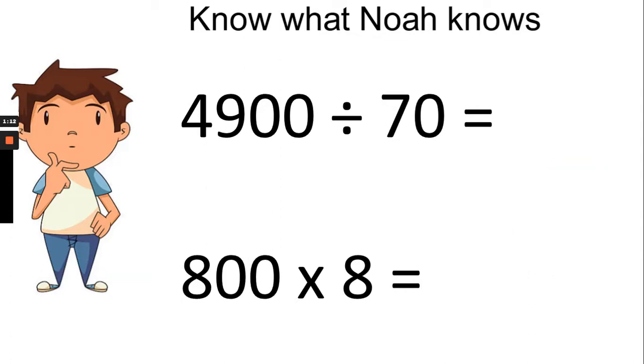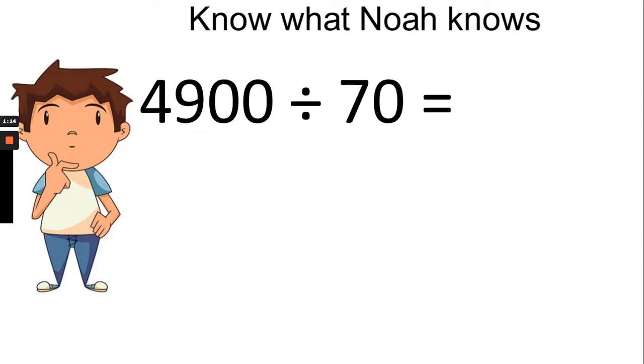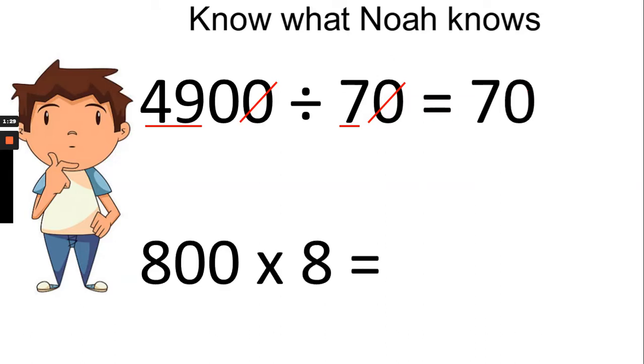Great job. Let's have a look. With my first equation, I'm going to make both of these numbers 10 times smaller. My answer will stay exactly the same. It stayed in proportion. 49 divided by 7 is equal to 7. 490 divided by 7 is 70. 800 multiplied by 8. I know that 8 times 8 is equal to 64, but this is 100 times bigger, 6,400. Great job, Year 6.